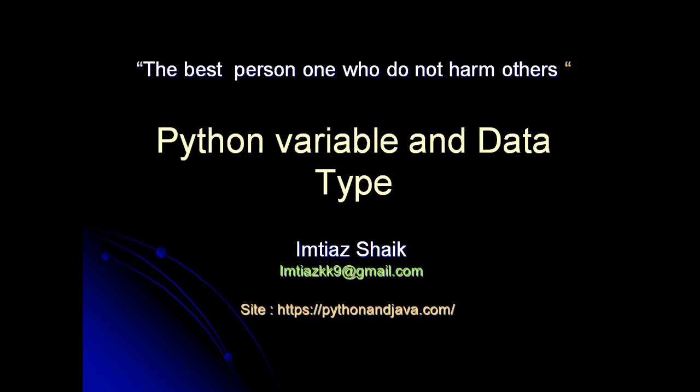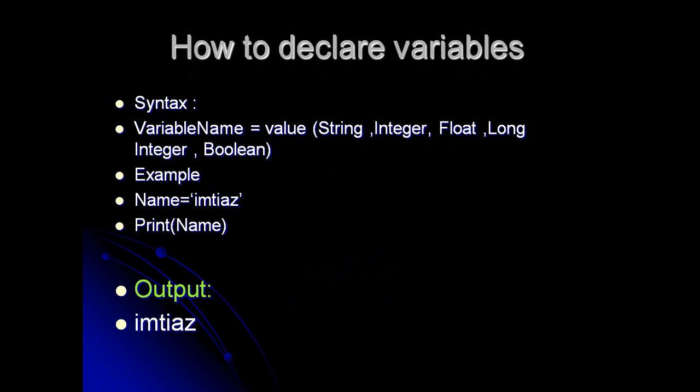In today's session, I'm going to discuss Python variables and data types. So, how to declare variables in Python. The syntax is that we need to give the variable name and the value. There is no declaration of data type for the variable. Whatever value you assign to the variable, internally it will be declared as that data type.